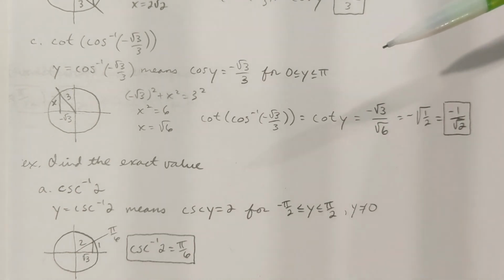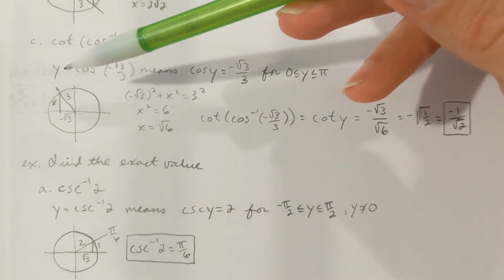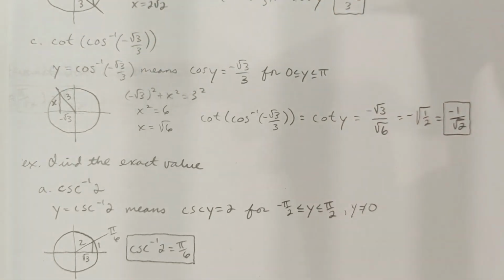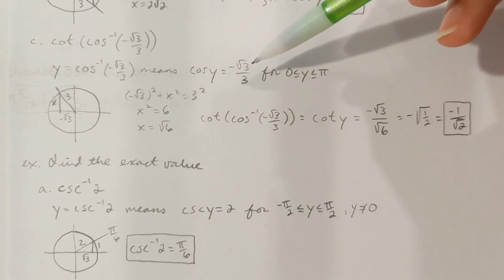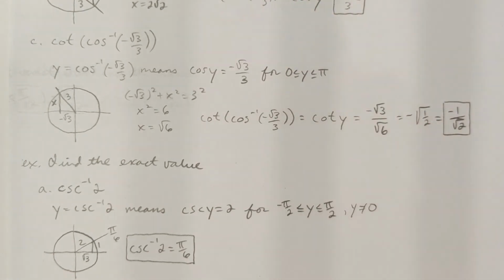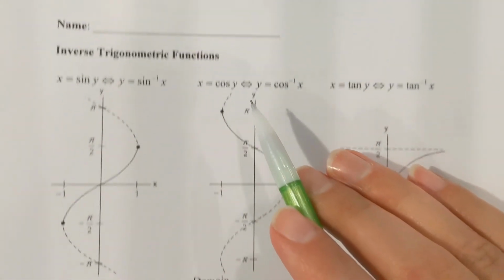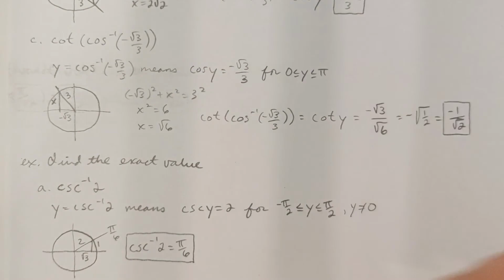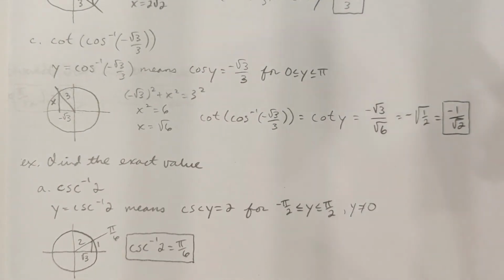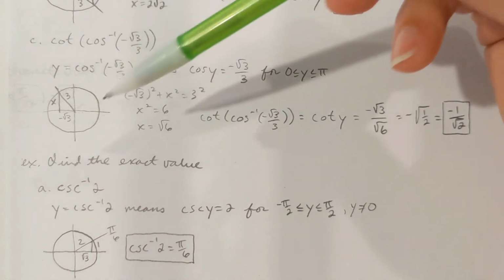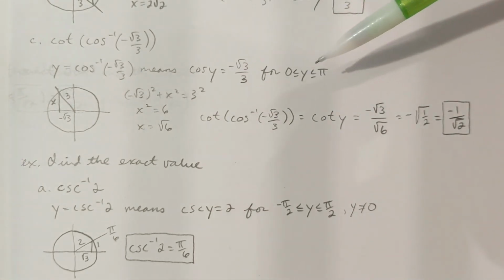Part C, okay, we want to find cotangent of cosine inverse of negative root 3 over 3. Again, let's let y be cosine inverse of negative root 3 over 3. That would mean that cosine of y is negative root 3 over 3. And this is for values of y that are ranging between 0 and pi. That's the range of the cosine inverse function. Okay. And so when I draw this triangle, it's going to be either in quadrant 1 or quadrant 2 with these conditions here.